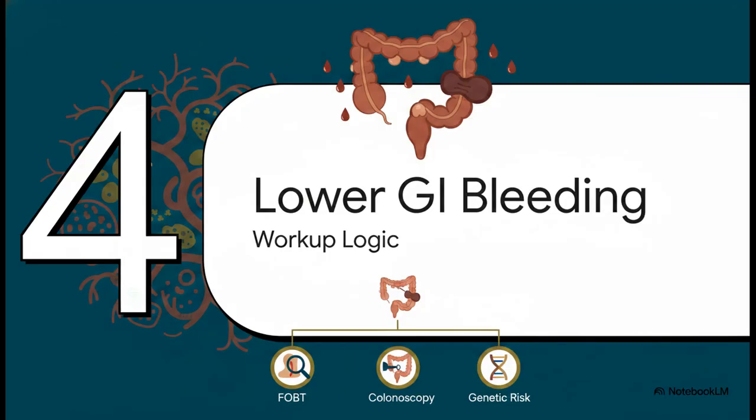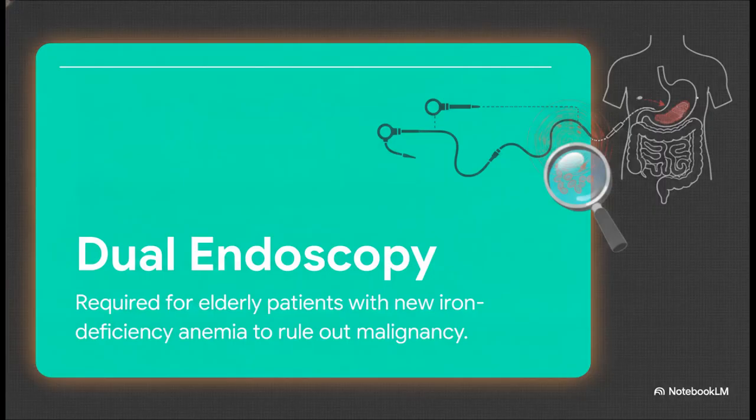Section 4. Lower GI bleeding workup logic. Here is a non-negotiable rule for the wards. Any new iron deficiency anemia discovered in an elderly patient mandates both a colonoscopy and an upper endoscopy, period. Microcytic anemia in this specific demographic heavily points toward occult gastrointestinal blood loss, and your number one concern is malignancy.